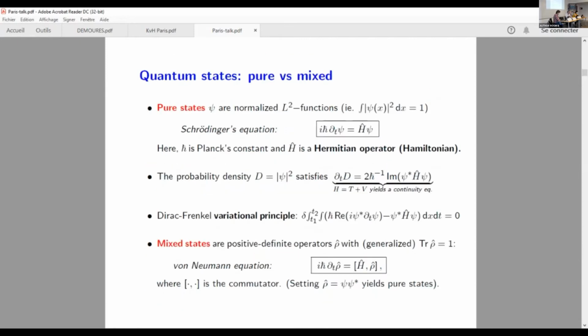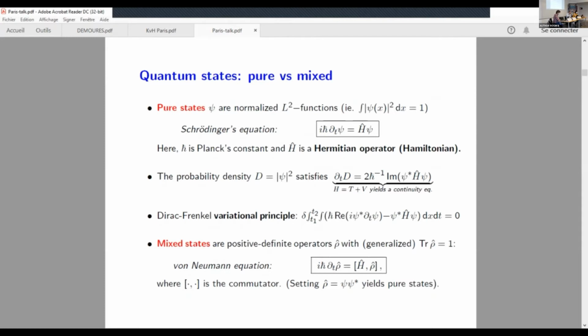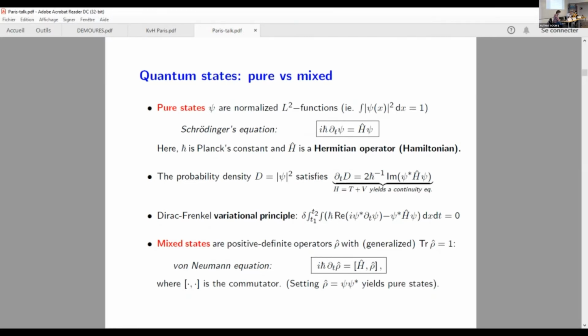So let's review a little bit what we mean by quantum states. This was done already in the plenary talk by Maurice de Gosson. So pure states are normalized vectors in a Hilbert space. We have a probability density we can define. Remarkably, we have a variational principle, which reflects the symplectic structure François just mentioned. And then we have mixed states, which are defined in terms of density matrices.